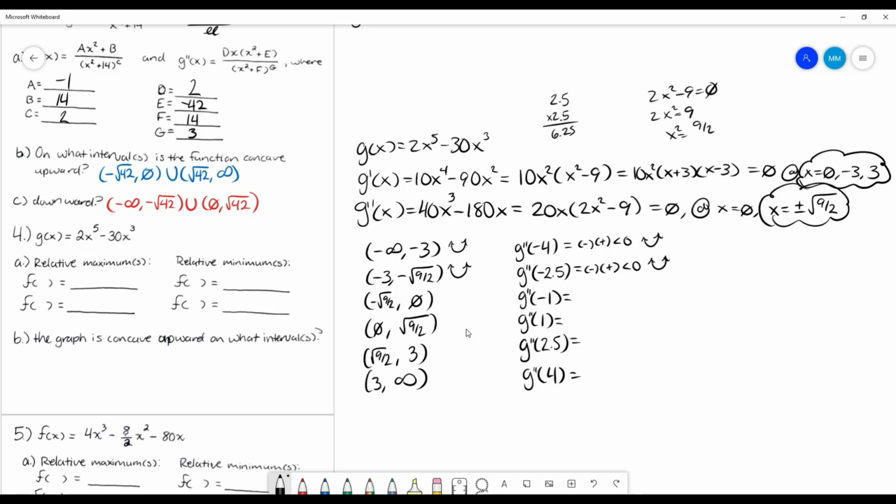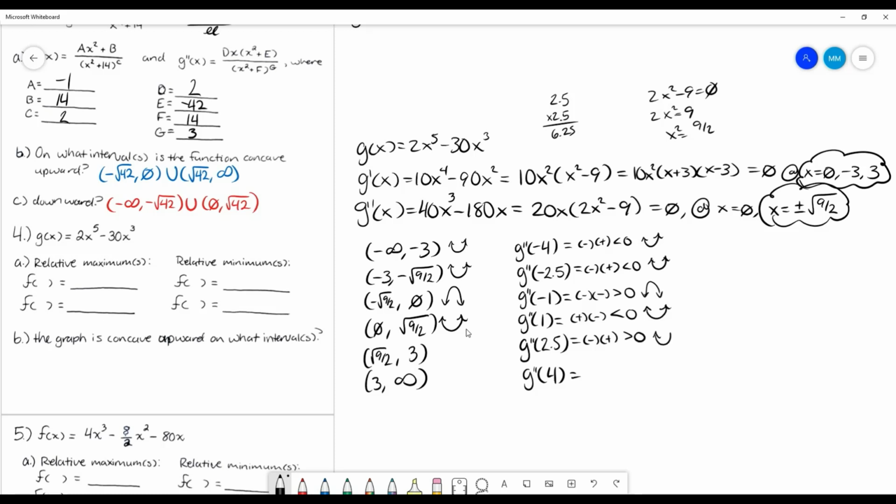Plug in that -1, that gets me a negative. Then 2 minus 9 is also negative. It cancels out, that's greater than 1. So it's concave downward. Okay, so now I've got a positive, and the inside's a negative, because 2 minus 9 is negative, that's less than 0, concave upward. Okay, plug in my 2.5, it's going to be a negative, and the inside's going to be positive.